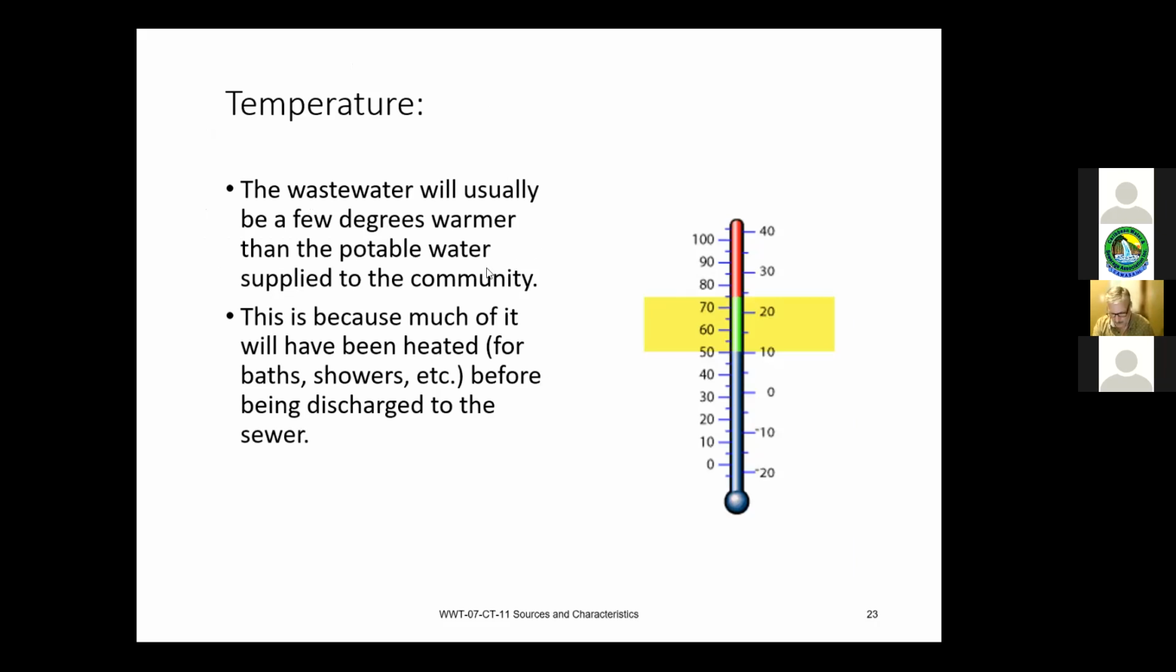Thank you. Wastewater temperature. Temperature is usually a few degrees warmer than potable water. Most of it's been heated in a house somewhere, or baths and showers, before it's discharged to the system. So we're looking at anywhere from approximately 10 to 20, 25 degrees Celsius. Of note, our winter operations will drop down to anywhere from 8 to 10 degrees Celsius. In the summer, we're hovering around 18 to 20. Our facilities are much easier to operate at higher temperatures.